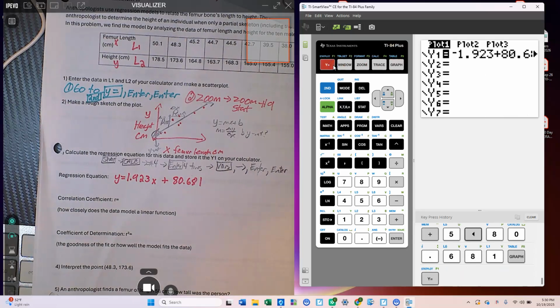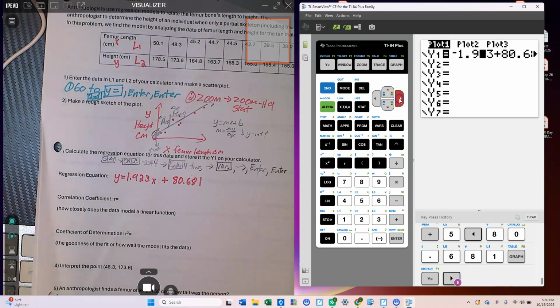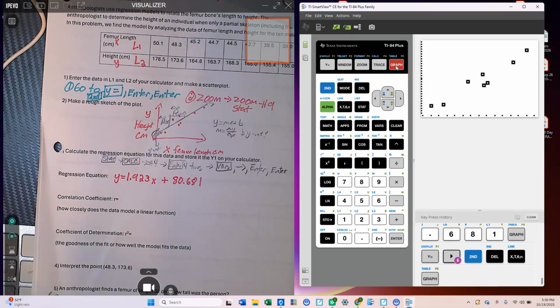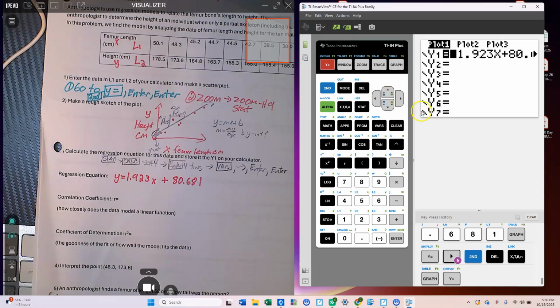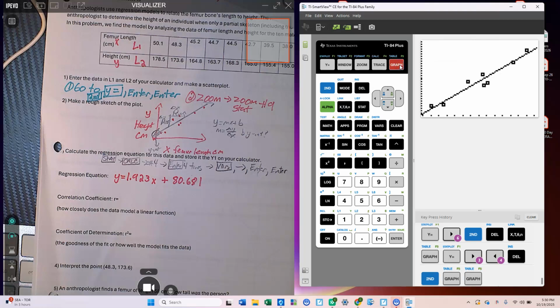What did I do wrong? Oh, I forgot. If you like it, you should have put an X on it. Second, I think I hit second, delete, insert X, boom. Okay. Ooh, I put negative. The longer your femur is, the taller you are. Okay, so for the next one, I think I'll just store it that way.